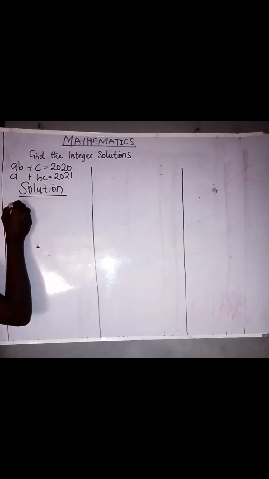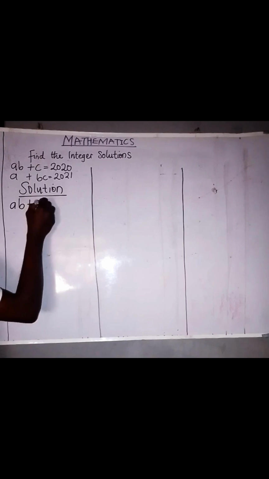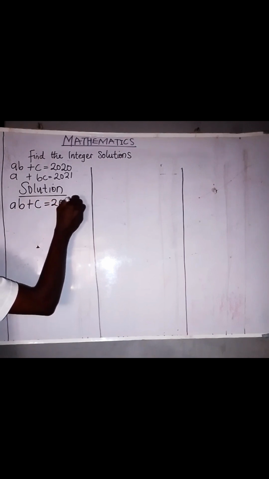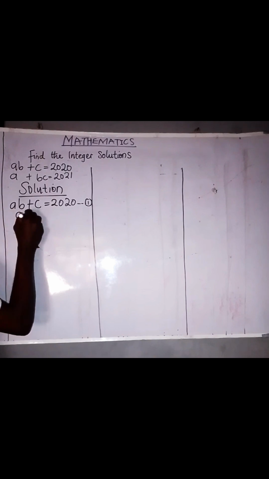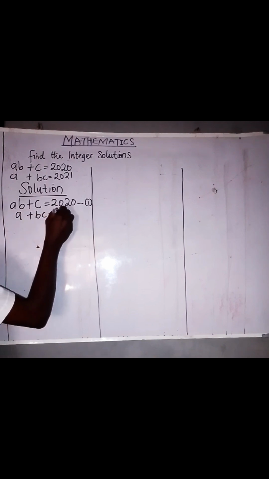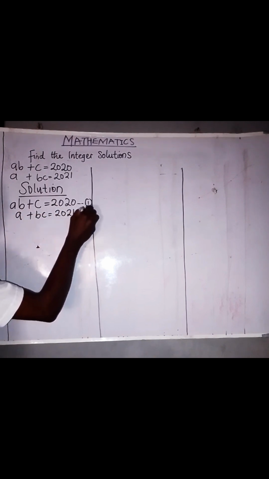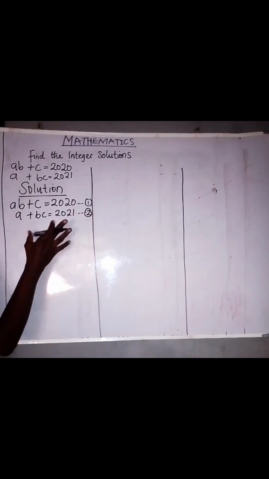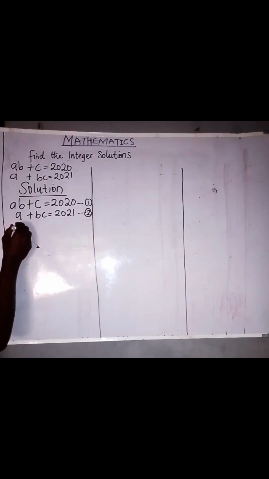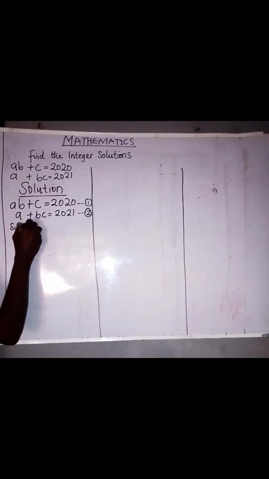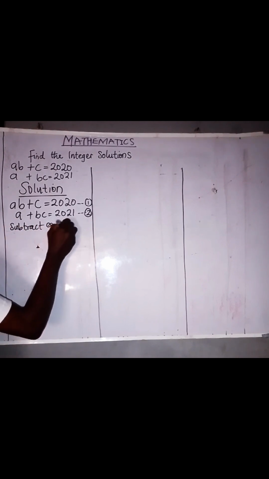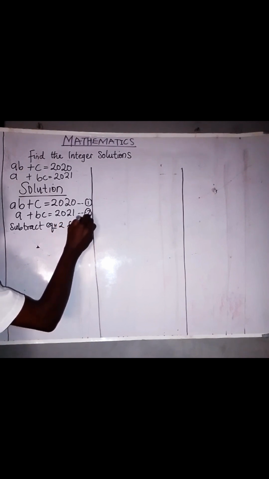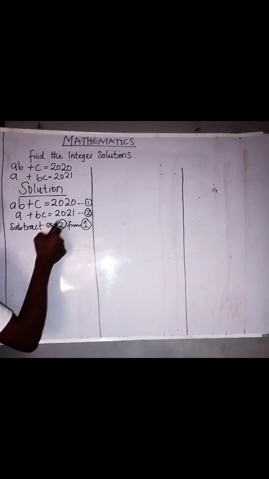Let's bring back the equations. They gave us ab plus c equal to 2020. Let's name this equation 1. And they gave us a plus bc equal to 2021. Let's name this equation 2. So these are the two equations. First thing we'll do is subtract equation 2 from 1.